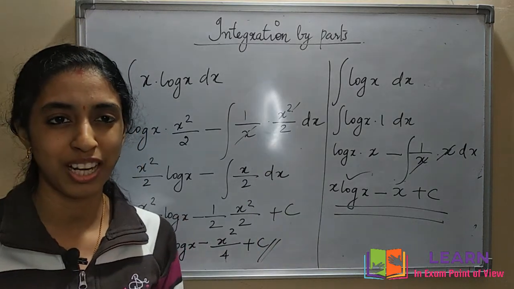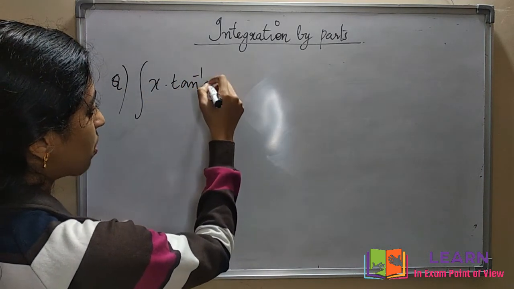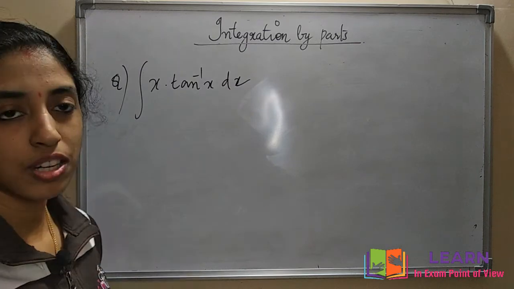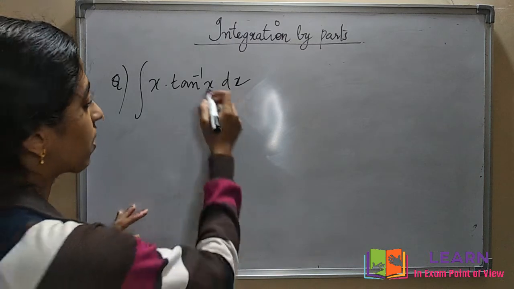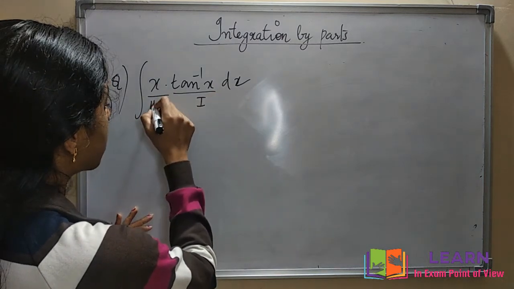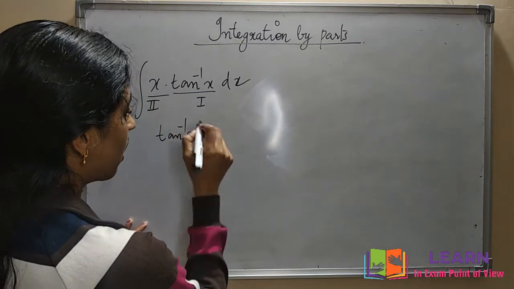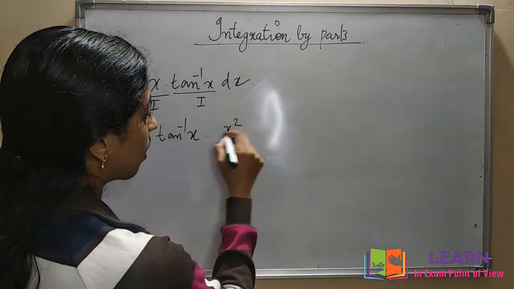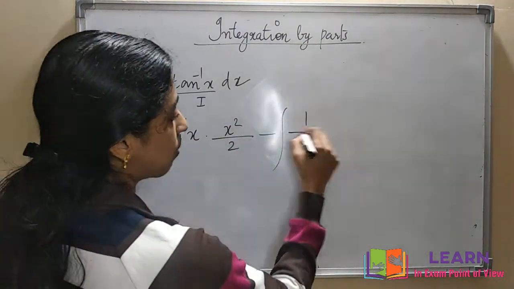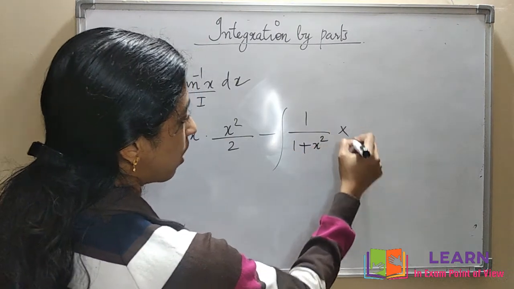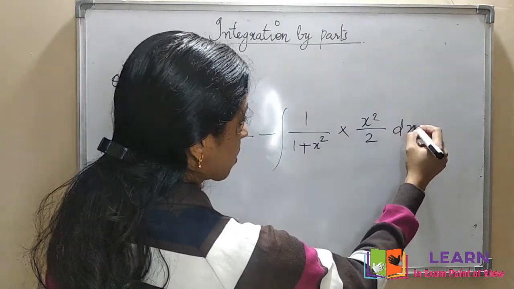Then one more problem we can do. Along with x, what if inverse trigonometric functions come? This has the same priority as the logarithmic function. Take tan inverse x as the first term and x as the second term. So we integrate: first function tan inverse x into the integral of x, that is x square by 2, minus integral of the derivative of first function, 1 by 1 plus x square, into the integral of second function, x square by 2, dx.